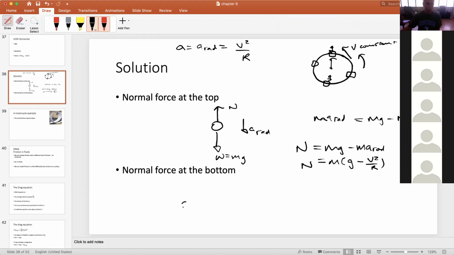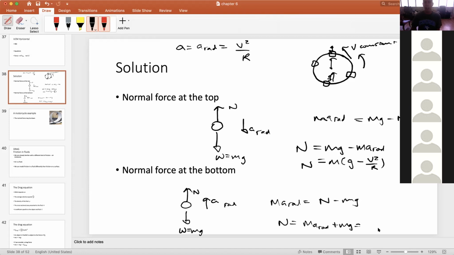On the bottom, we still have N and we have weight, which is mg, but now since A has to point to the center, A has to go up. This is still A rad, so we get m A rad is equal to N minus mg, or N is equal to m A rad plus mg, which is equal to m times (V squared over R plus g).